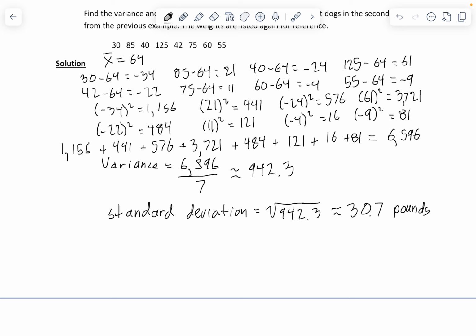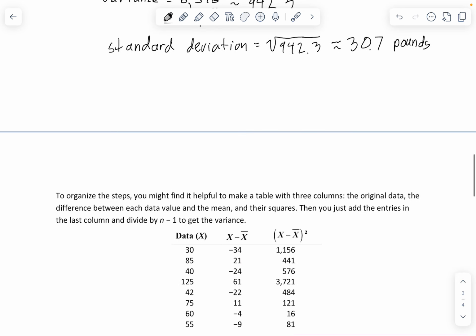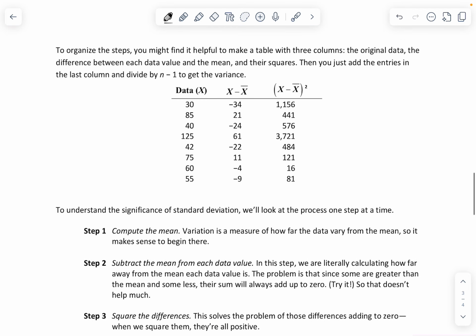So that's the procedure. As you can see, it's a little bit of a tedious process. To organize the steps, you might actually find it helpful to make a table with 3 columns. The first column, we just list the original data. The second column, we list the difference between each data value and the mean. And then in the third column, we just list the squares, right? So original data, subtract the mean from each original data value, square each of the values in the second column. And then you just add the entries in the last column and divide by n-1 to get the variance.